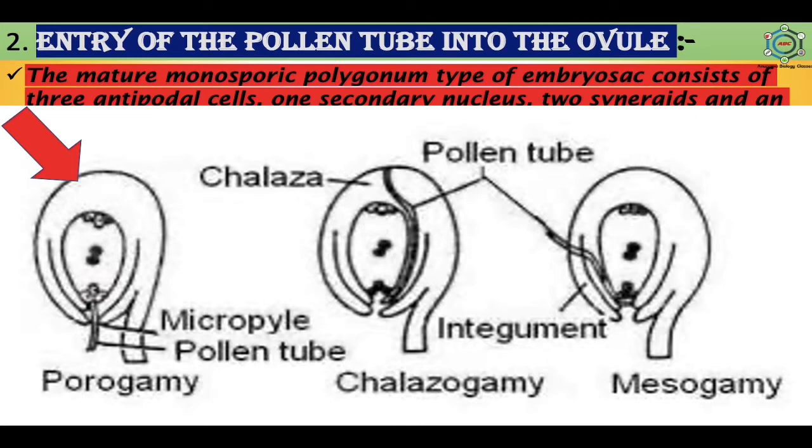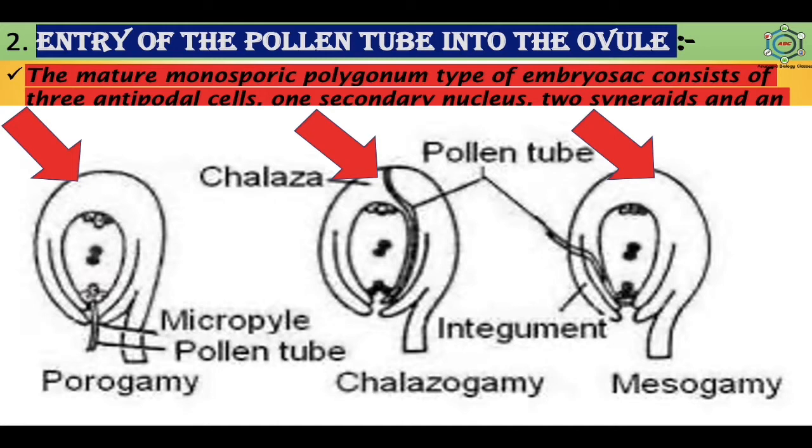In the first picture, you see the entry occurs through the micropyle, that is, from the micropylar end, as in the case of lily. Second, through the chalaza, that is, from the chalazal end, as in casuarina. And third, through the lateral side, that is, from the integuments, as in cucurbita.